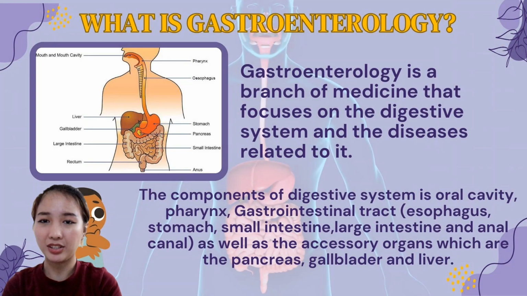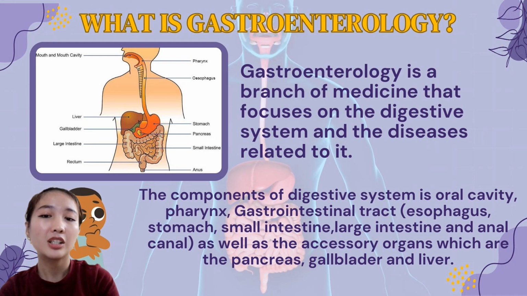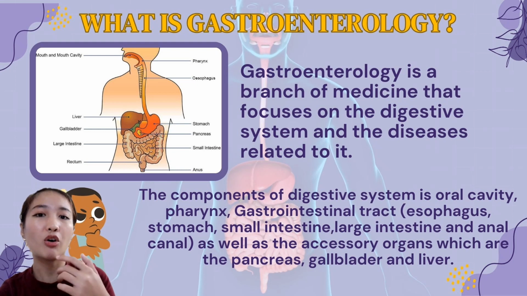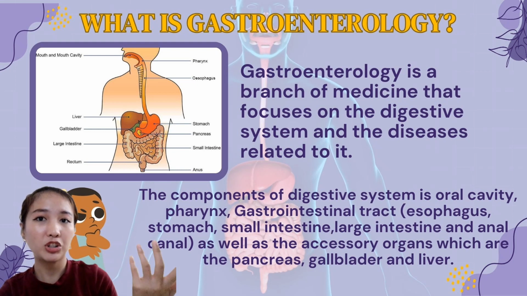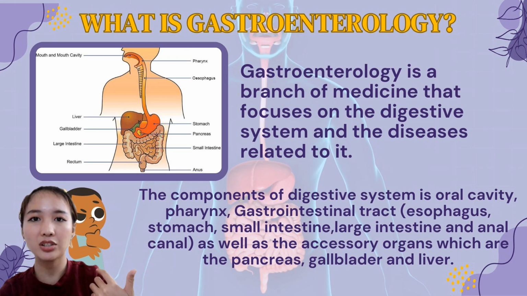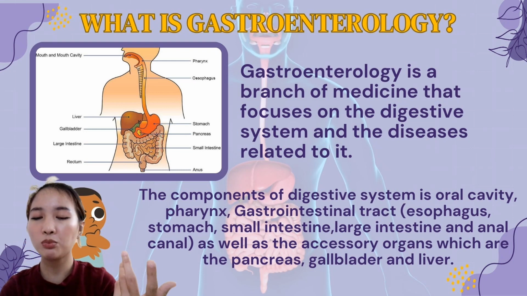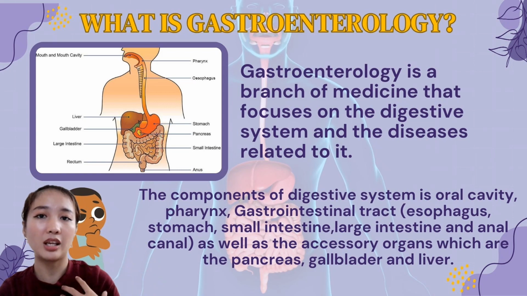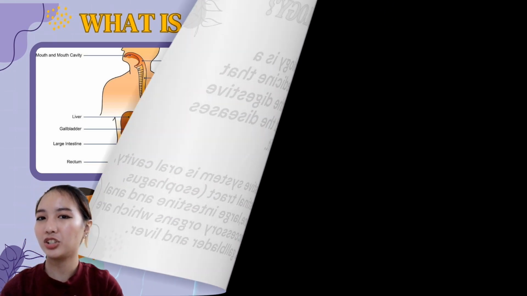Gastroenterology is a branch of medicine that focuses on the digestive system and the diseases related to it. The components of the digestive system are the oral cavity, pharynx, and gastrointestinal tract, which consists of the esophagus, stomach, small intestine, large intestine, and anal canal. It also includes the accessory organs of the system, which are the pancreas, gallbladder, and liver. Generally, the digestive system is responsible for breaking down the food that we consume into nutrients that our body can absorb. Let's get into the detail.